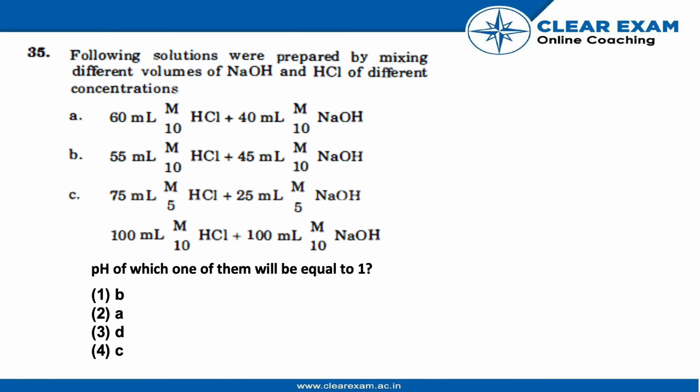And the pH of which one of them will be equal to 1? The first is B, second is A, third is D, fourth is C.